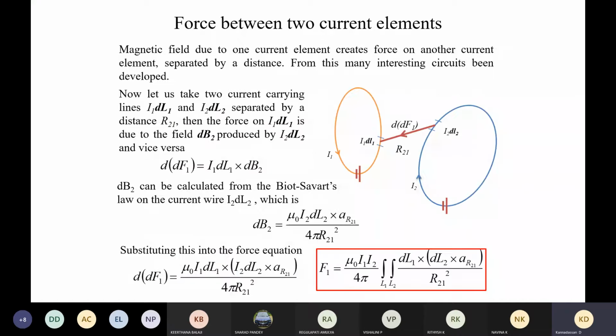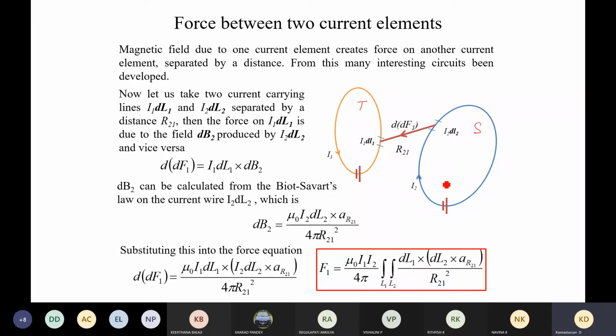So how can we exactly calculate the force between two current elements? Here there are two current elements and both are loops. Both may be any shape of loops, circular or rectangular, square, whatever it is. Now we are going to calculate the force acted upon this. Let's say this is the test current, and this is the source current.